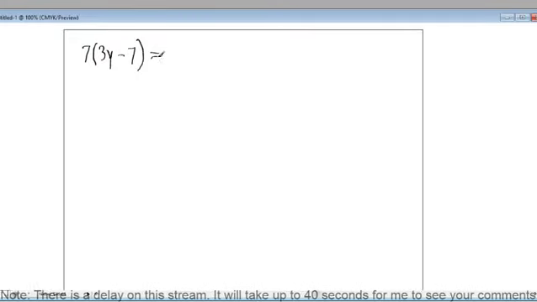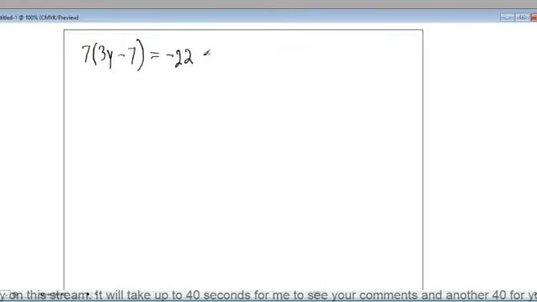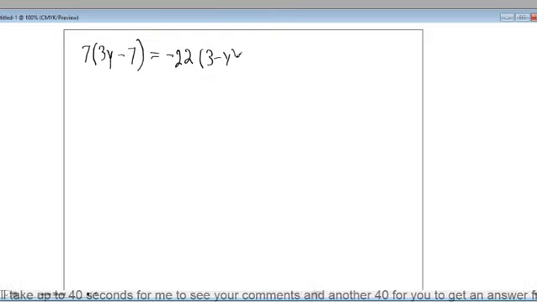Now, if we add to this equals negative 22 times (3 minus y), now we have an equation because we're not just using a single idea, we're comparing two ideas. We're comparing 7 times (3y minus 7) and negative 22 times (3 minus y). The comparison between these two is represented by the equal sign. That equal sign says that these are exactly equal. They are in perfect balance with each other.